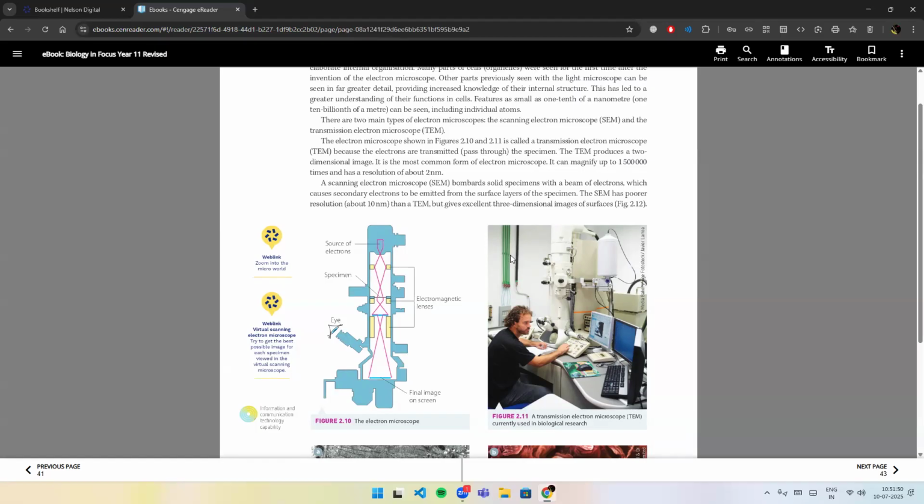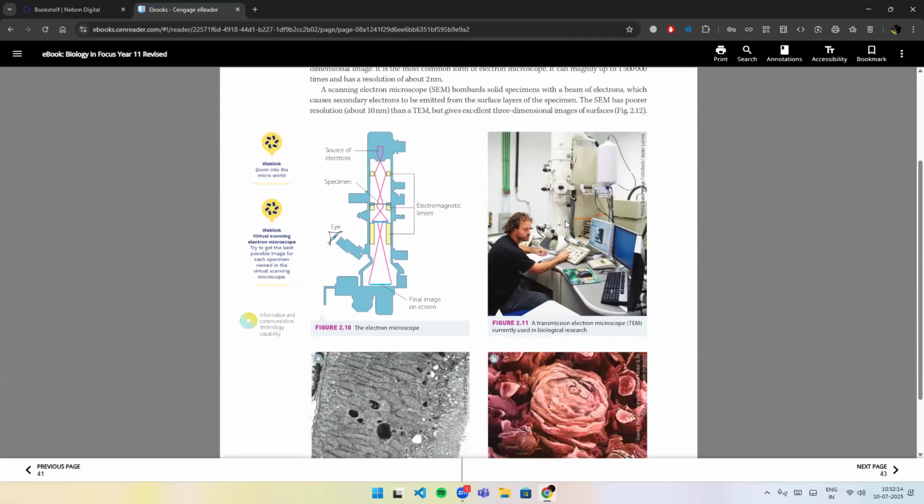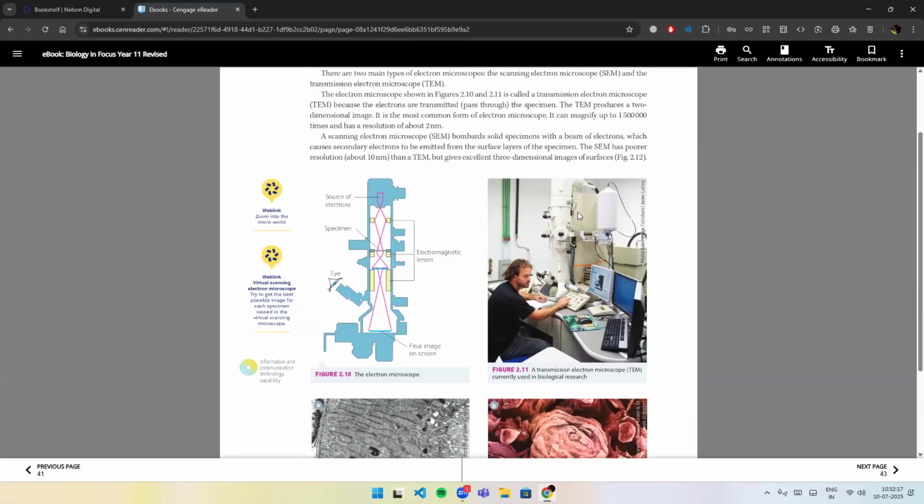There are two main types of electron microscopes: the scanning electron microscope and the transmission electron microscope. The electron microscope shown in figures 2.10 and 2.11 is called a transmission electron microscope because the electrons are transmitted through the specimen. The TEM produces a two-dimensional image. It is the most common form of electron microscope. It can magnify up to 1,500,000 times and has a resolution of about 2 nanometers.